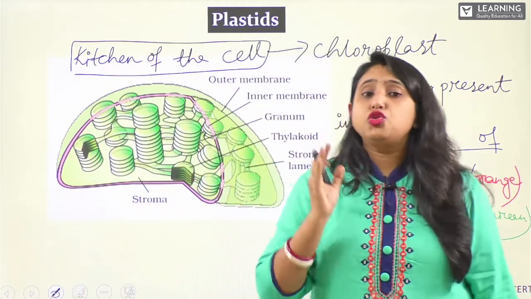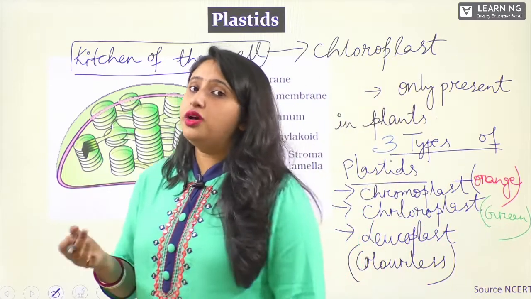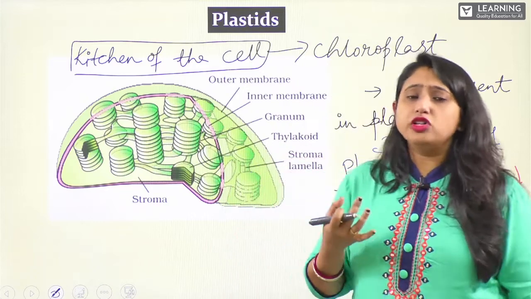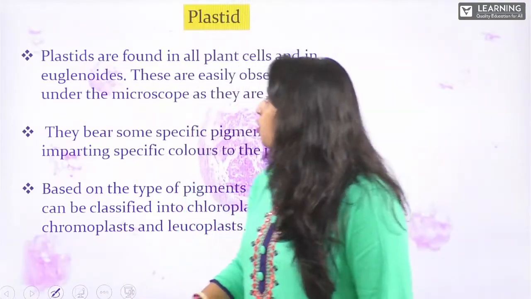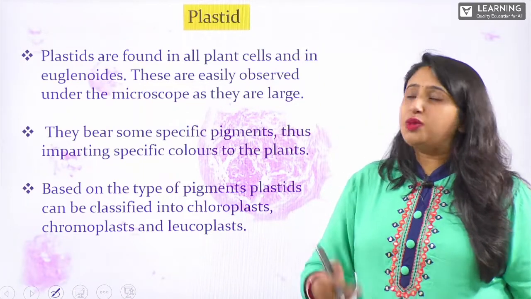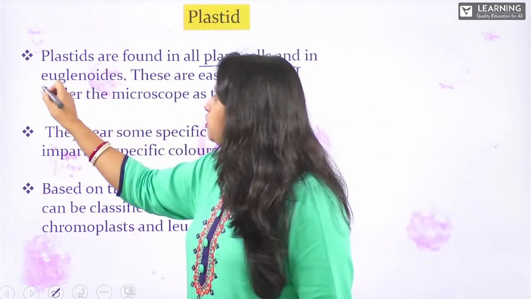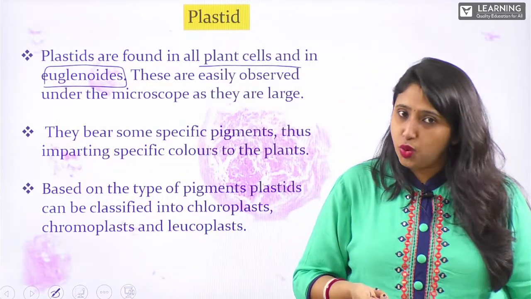So these are the three types of plastid. Is that clear? Under this leucoplast, again, comes the amyloplast. These are responsible for storage of the food. So now let us study what this plastid is. As you know, plastid is found only in plant cells, and also in some euglenoids. Euglenoids are organisms which are found in fresh water.